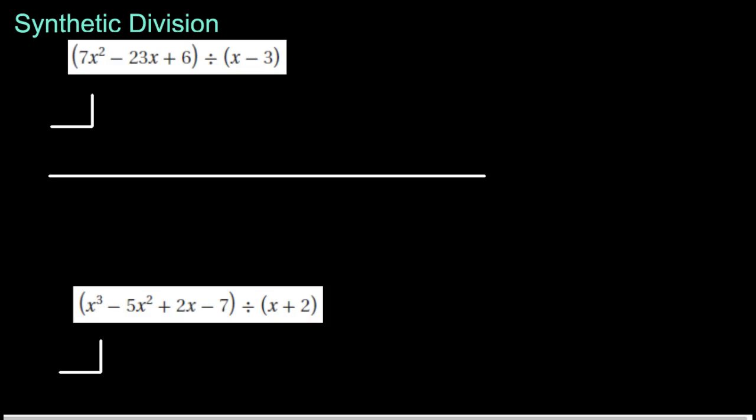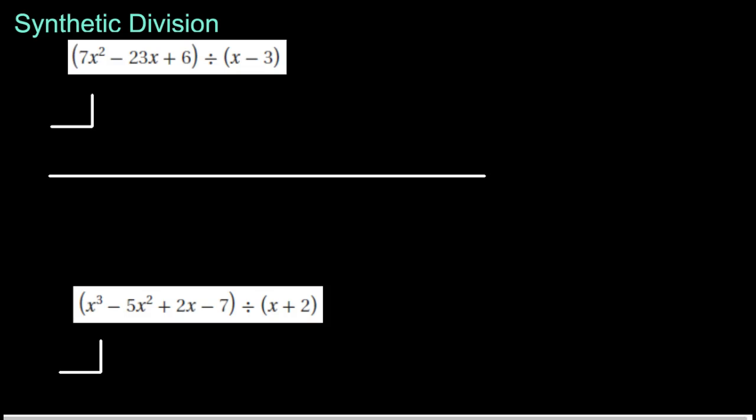So we're going to divide a quadratic, this 7x squared minus 23x stuff, divided by x minus 3, so it's being divided by a linear term. So when you're dividing by a linear term, we can use the synthetic division shortcut. So let's give it a whirl.